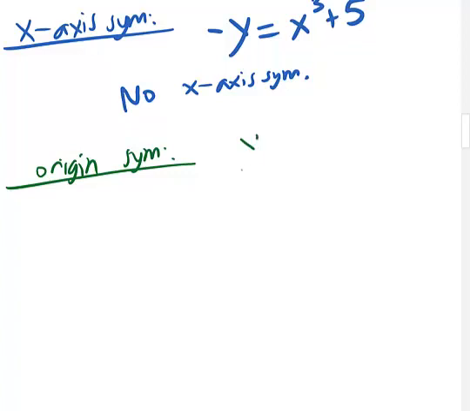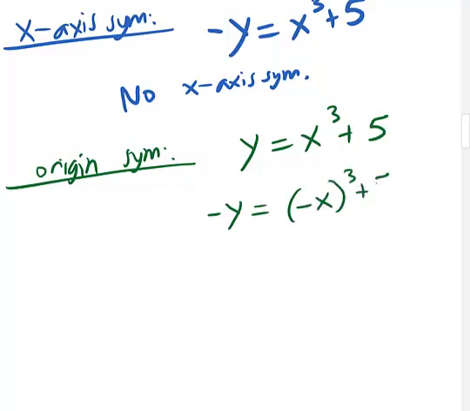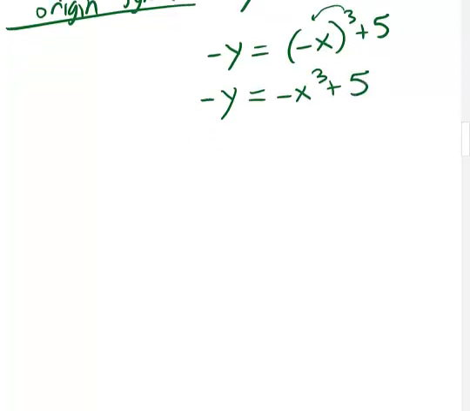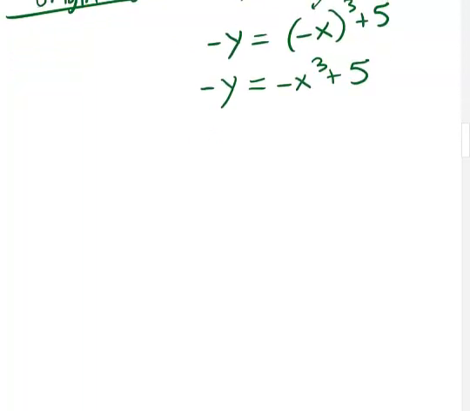But let's see, origin symmetry, that's where we're supposed to take x and y and replace them with the negatives. So I'll put a negative for y and a negative for x, and see what happens. Well, this negative doesn't go away, and this cube just pops the negative out in the front like we saw in the y-axis symmetry test. So this definitely doesn't look like the original.